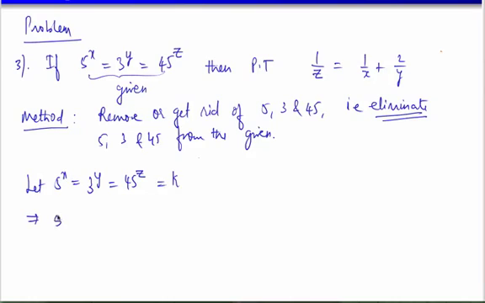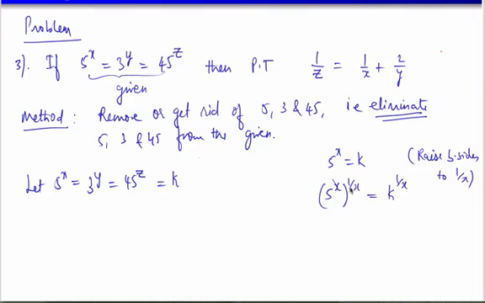If this is equal to k, what is the value of 5? Just simplifying this, 5 raised to x is equal to k. Then what we do? We raise both sides to the power 1 by x because we want to find the value of 5. This will become k raised to 1 by x. So this x would get cancelled and I'll get 5 is equal to k raised to 1 by x. This implies 5 is equal to k raised to 1 by x, 3 is equal to k raised to 1 by y, and 45 is equal to k raised to 1 by z.